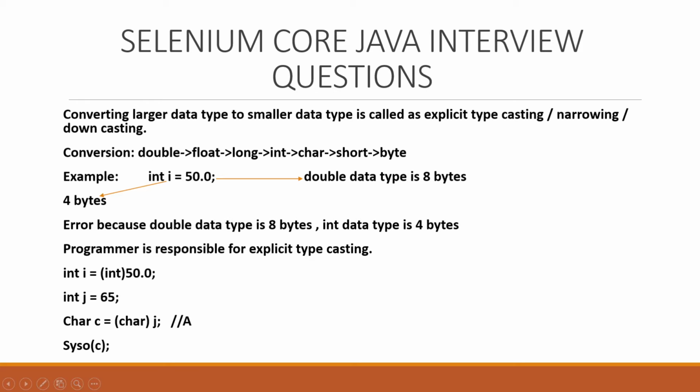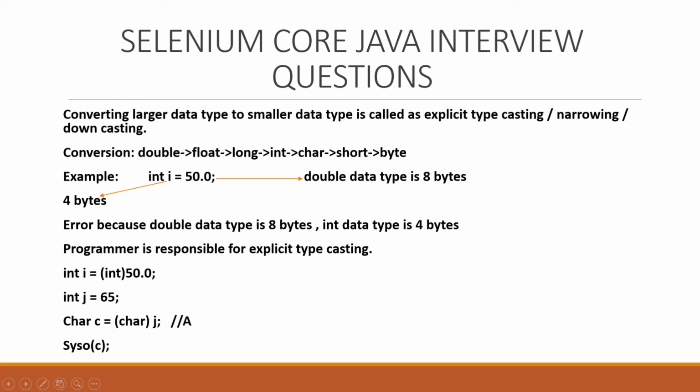You can see an example here: int i equals 50.0. If I write it like this, you will get an error, because integer is a 4 byte data type, and 50.0 is a double, which is bigger than the integer data type. That's why you get an error here, because the double data type is 8 bytes whereas the integer data type is 4 bytes.